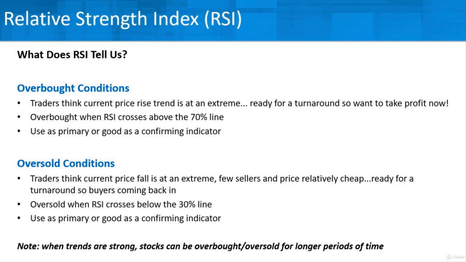So above the 70% line, overbought. Below the 30% line is oversold. Again, you can use that as a primary, or it's also very good as a confirming indicator.